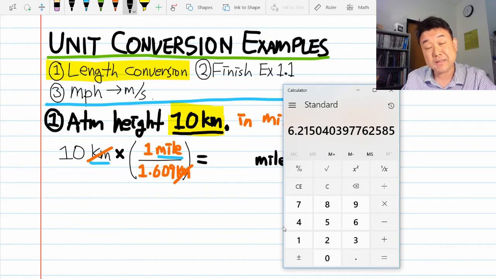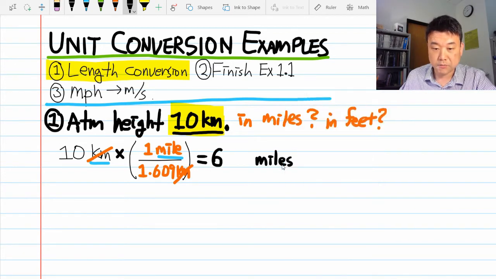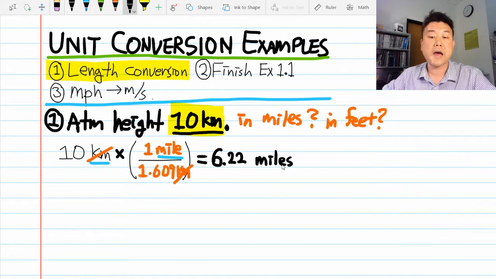With the significant figures, I will say this. In this class, if you keep three significant figures most of the time, you'll be fine. If you want to be extra careful, you can keep four significant figures. But more than that is really unnecessary. So here, I'm going to keep three. So 6.22 is what I want. So 6.22 miles is the atmospheric height in miles.